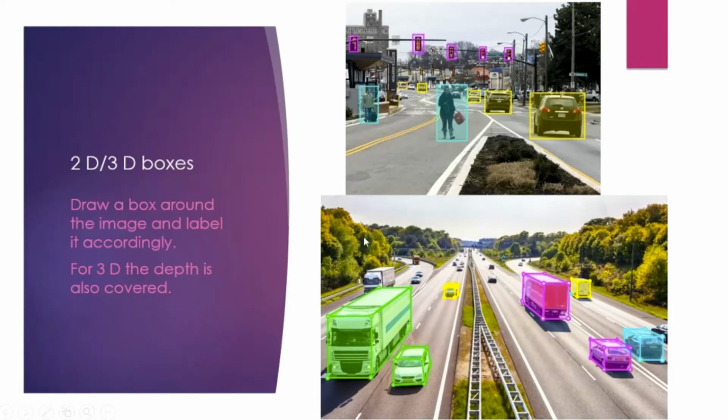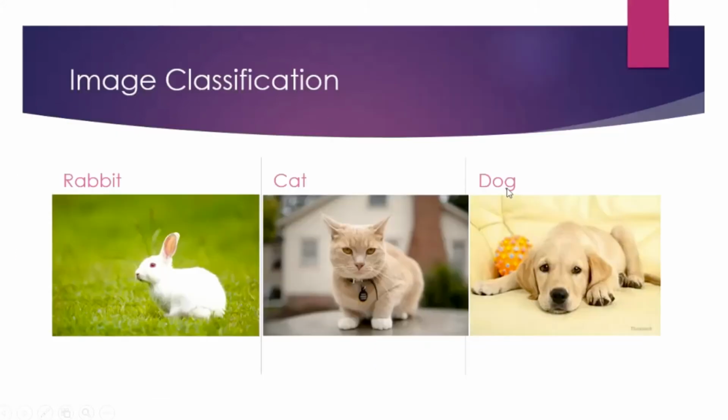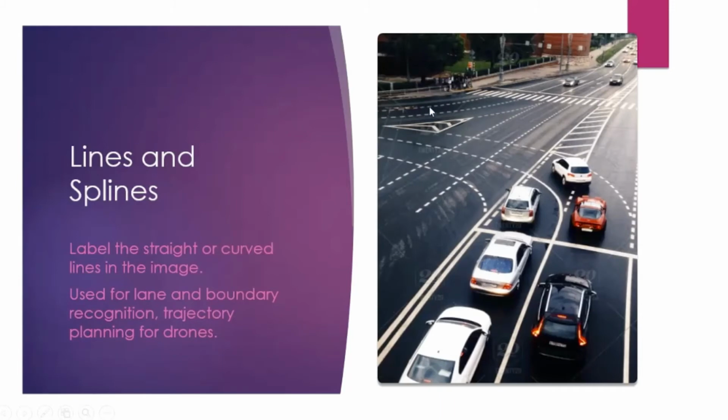Okay. So the next is lines and splines. You see this straight line and you see the curved line. You can label this also: this is the curved line, this is the straight line. This is useful for lane and boundary recognition. We train the model on thousands and thousands of images, and accordingly it is tested on unknown data to see how it is performing, and later on further improvements are done.